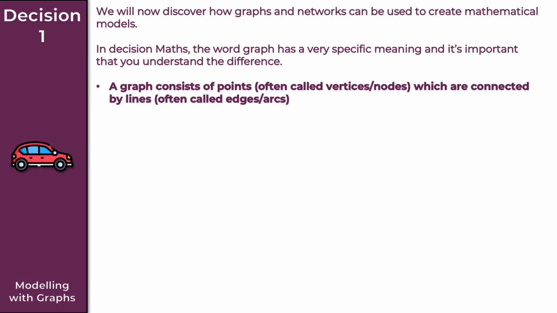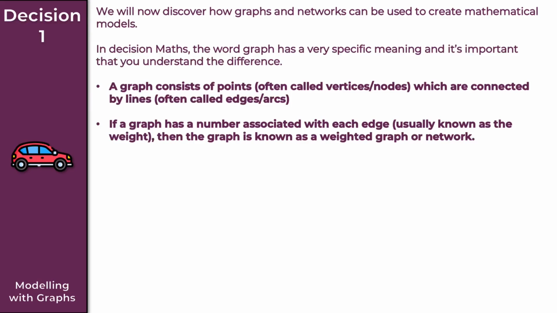but for consistency, I will just stick with vertices here, but if you do prefer nodes, that's absolutely fine, which are connected by lines, often just called edges or arcs. And again, consistency here, I will stick with edges, but if you do prefer arcs, again, that's absolutely fine. And if a graph has a number associated with each edge, usually known as the weight, then the graph is known as a weighted graph or network.